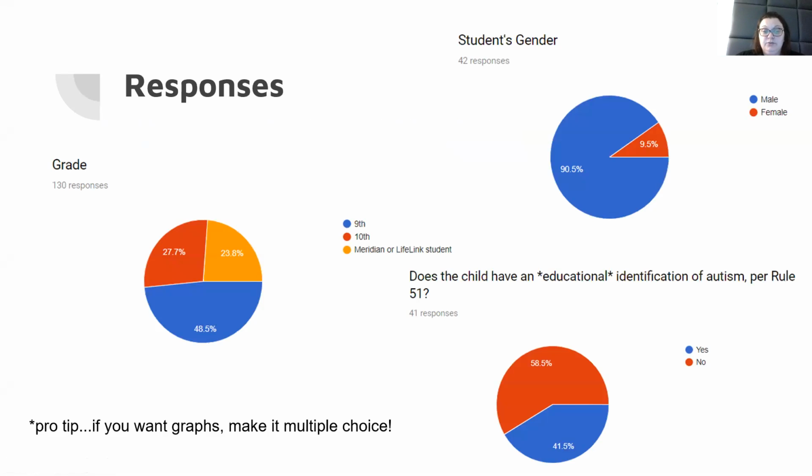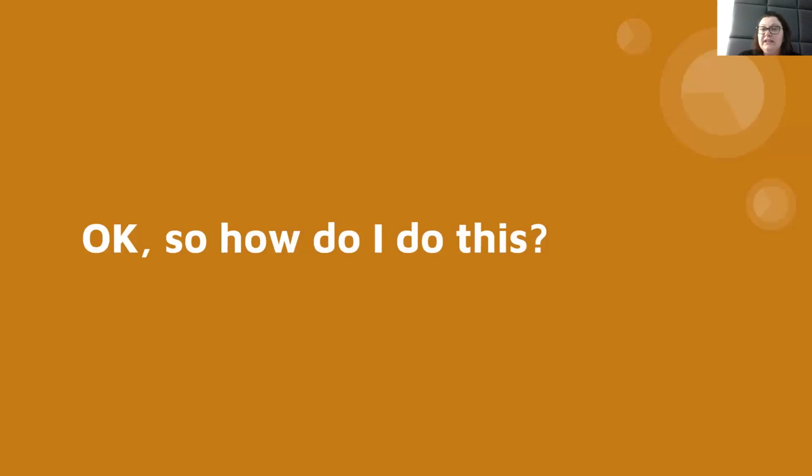It also gives you graphs. So if you want graphs, make it multiple choice because then you're going to get graphs. So it can give you all kinds of visuals. And if you want visuals to be able to report progress to your parents, if you do all behavior, if you do anything, you can get graphs like this. It'll also do some bar graphs. It'll do different kinds of graphs. So I highly recommend, if you want visuals, to start using this method. So it's really easy to do.